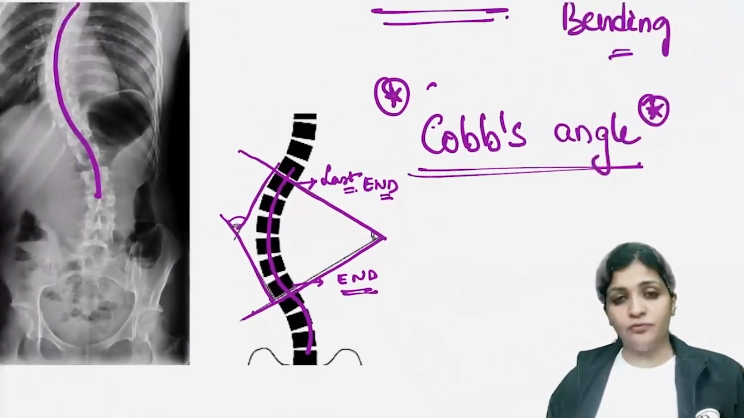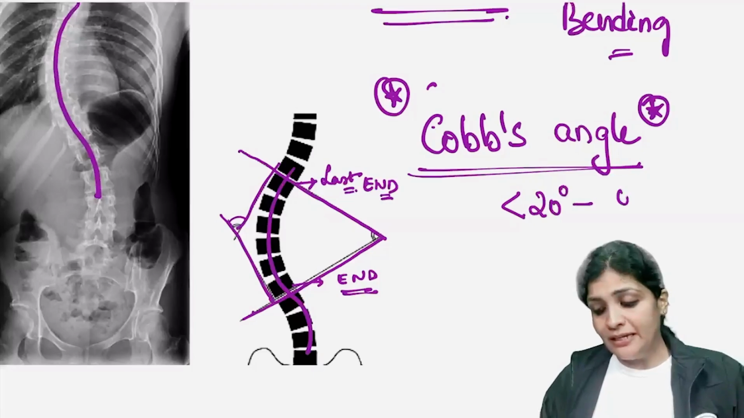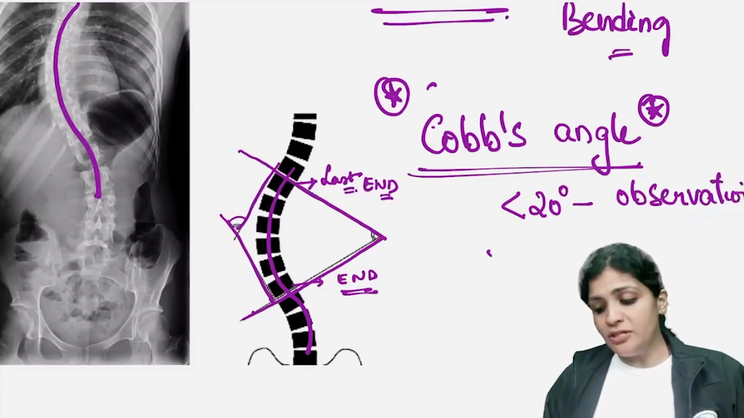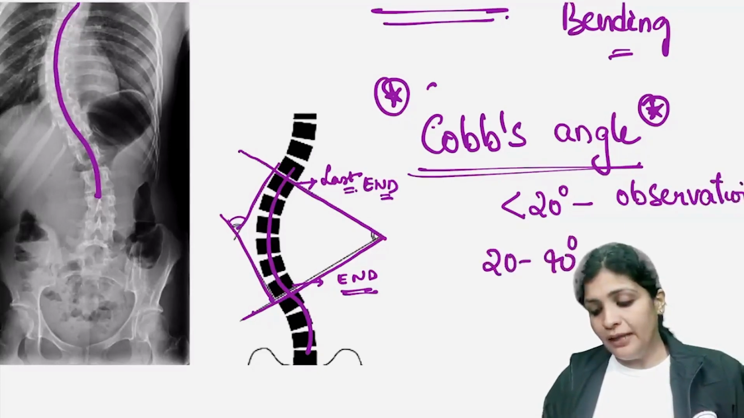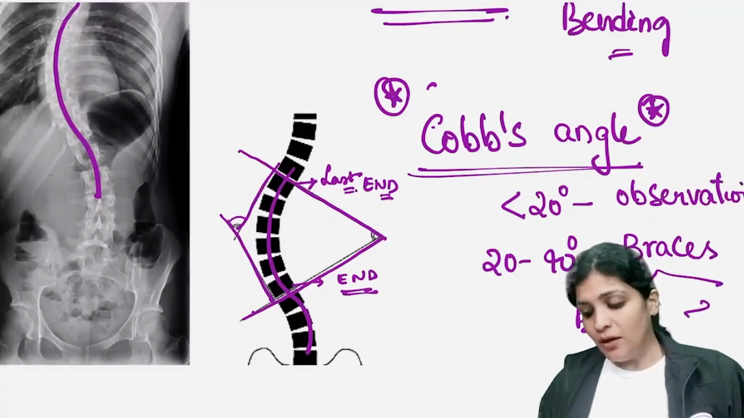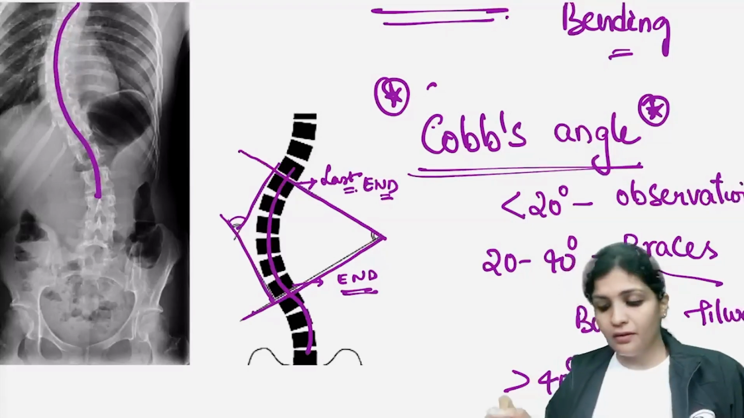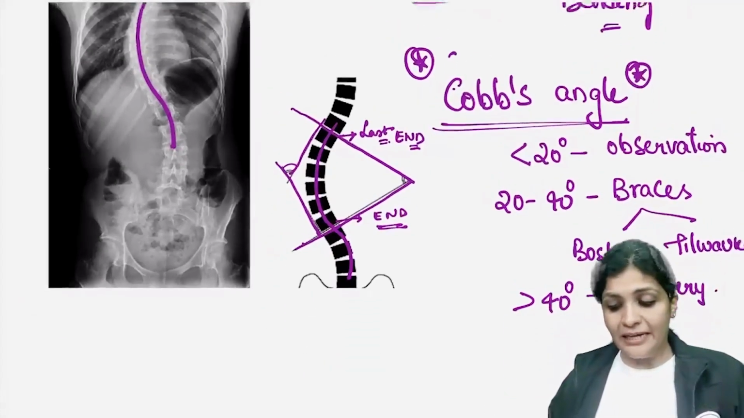What is the importance of this Cobb's angle? If it is less than 20 degrees, you go for observation. If it is 20 to 40 degrees, take the help of braces. What are the two braces which are used? One is the Boston brace, the second is the Milwaukee brace. And if it is more than 40 degrees, go for surgery. So this is how the Cobb's angle is useful.